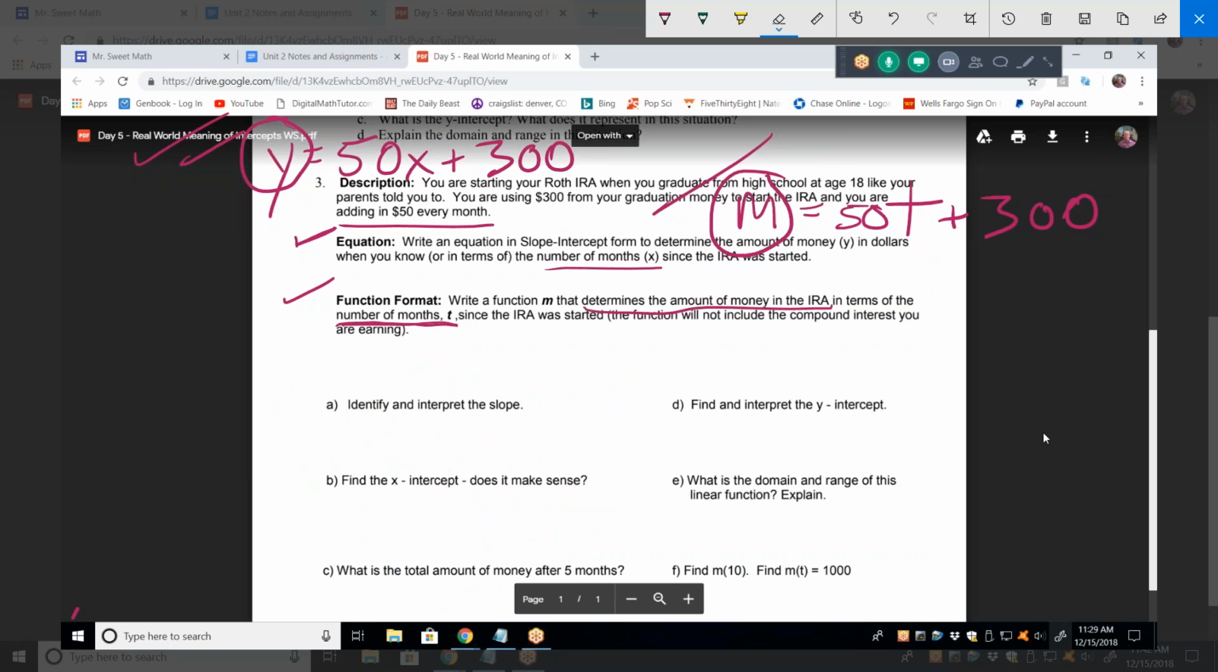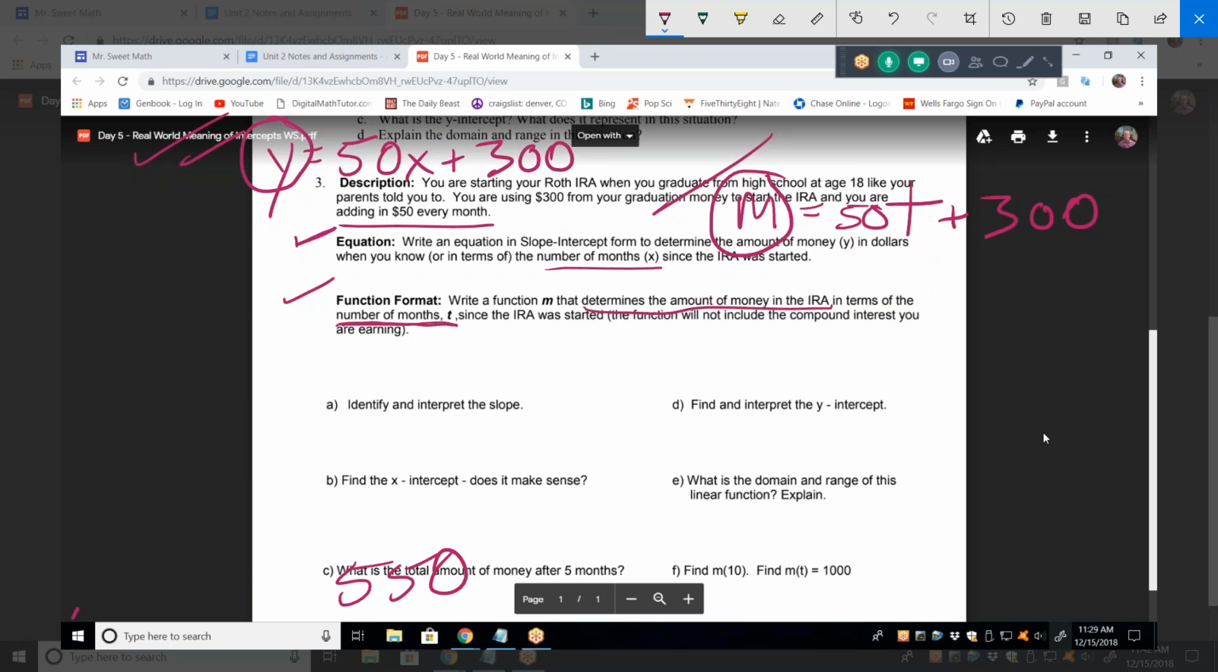All right. What's the total amount of money you have invested after 5 months? So it would be 50 times 5 plus 300. Correct. So 550. 550, exactly. Okay.